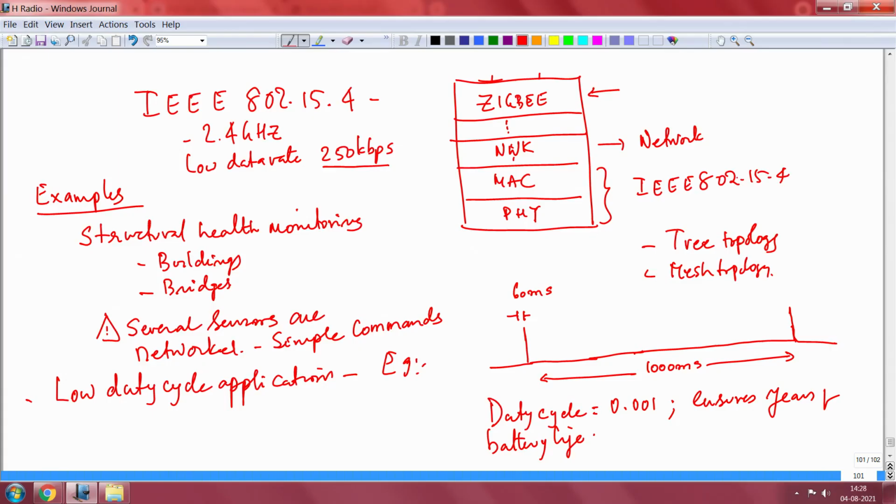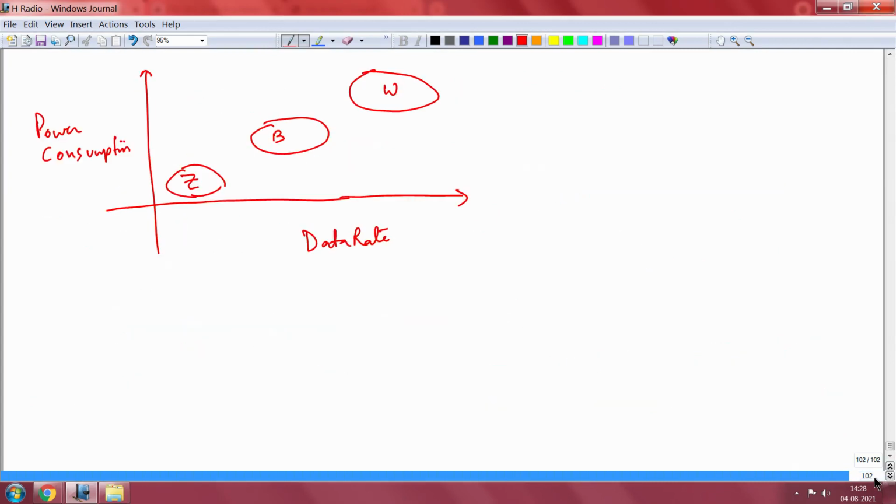As I mentioned, data rate being low gives you the advantage of very good receiver sensitivity, and therefore you must know what kind of range this system can actually support. So, we will have a look at that aspect as well. If you look at this picture, on the x axis I have drawn the data rate, and on the y axis I have shown the power consumption. Z here stands for ZigBee, B stands for Bluetooth, and W stands for Wi-Fi.